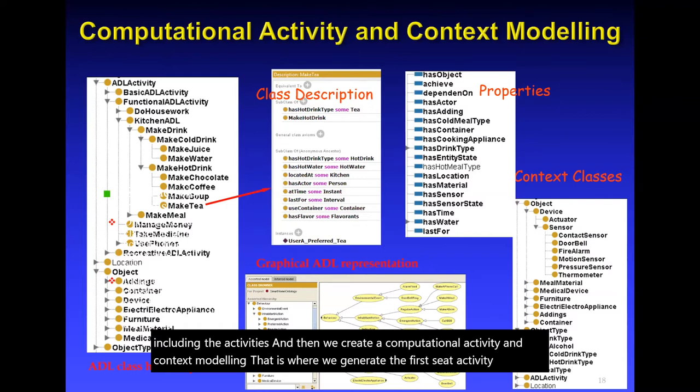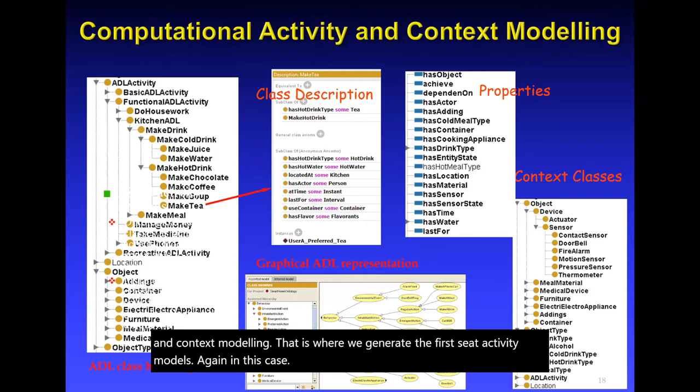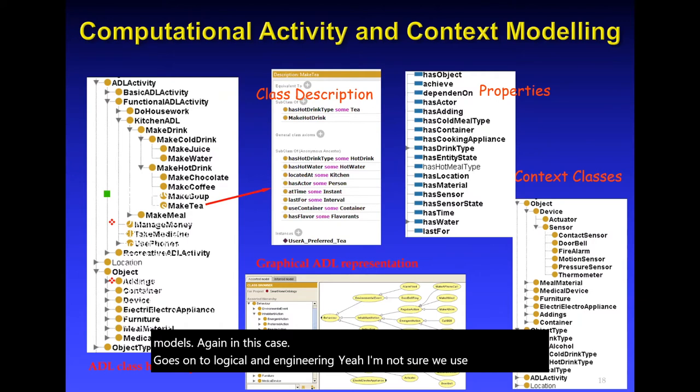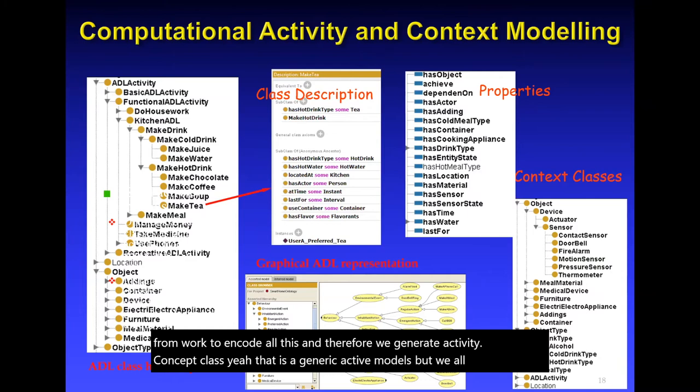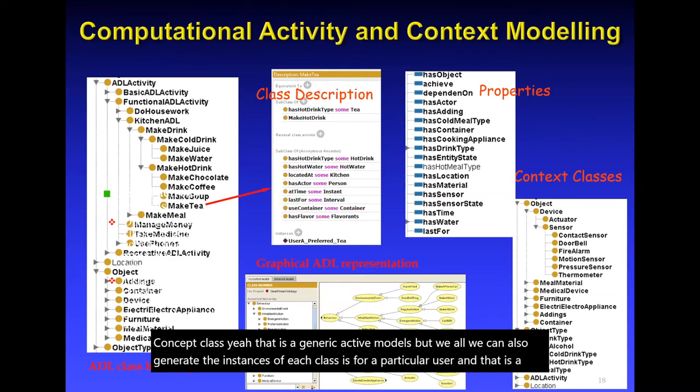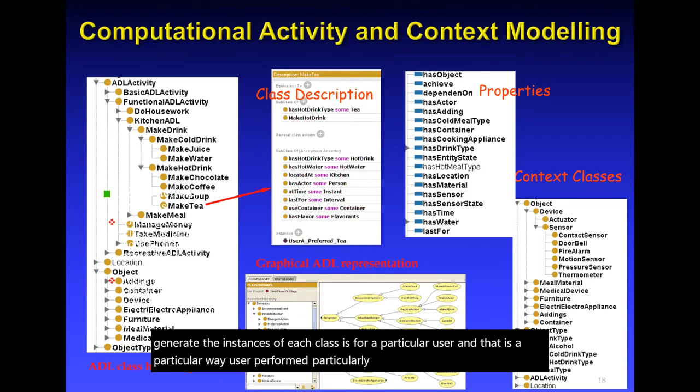Again, in this case, we use ontological engineering. We use a Protege tool framework to encode all this, and therefore we generate activity concept classes. That is a generic activity model, but we can also generate instances of each class for a particular user. That is the particular way a user performs a particular activity, so that represents the profile of that user.